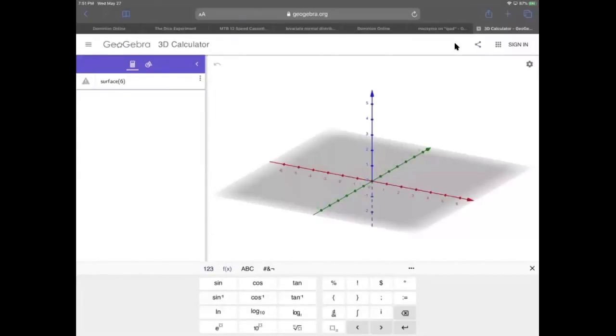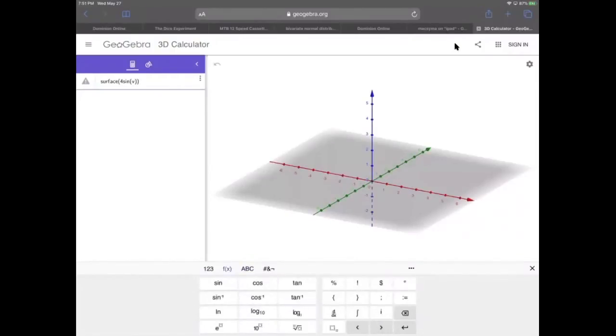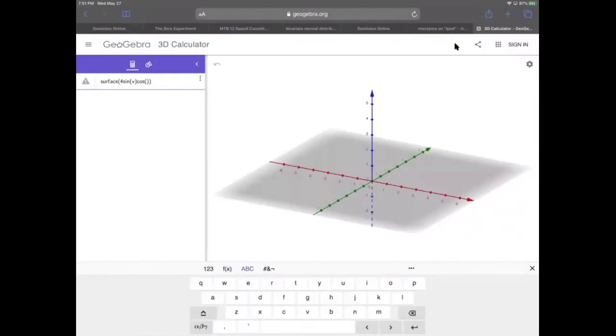I think 6 is too big. I think I'm looking at the coordinate system. I think I'll do a radius of 4. So 4 sine phi cos theta. So sine, I was using v for phi because it rhymes. And then cos of u for theta. Okay, so that's my x coordinate.